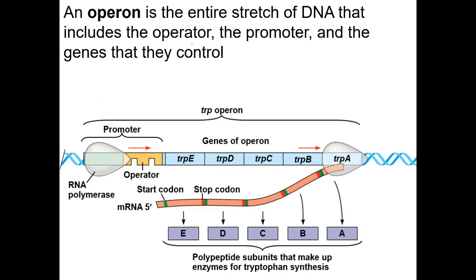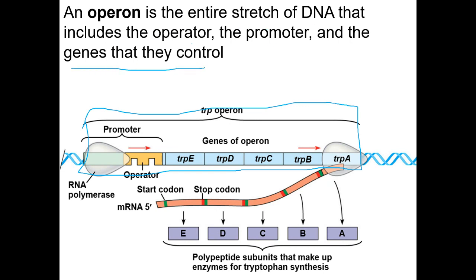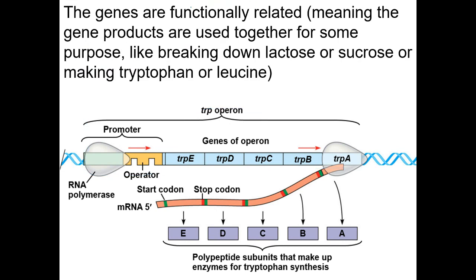So the operon is defined as the entire stretch of DNA, which includes all of the genes for the enzymes, and it includes the promoter, and part of the promoter is the operator. So the operon is the entire stretch of DNA that includes the operator, the promoter, and the genes that they control. The genes are functionally related. Functionally related means they're all for the same thing. In this case, they all produce tryptophan. In another case, they might produce leucine. It might be the leu operon. These ones making stuff are anabolic operons.